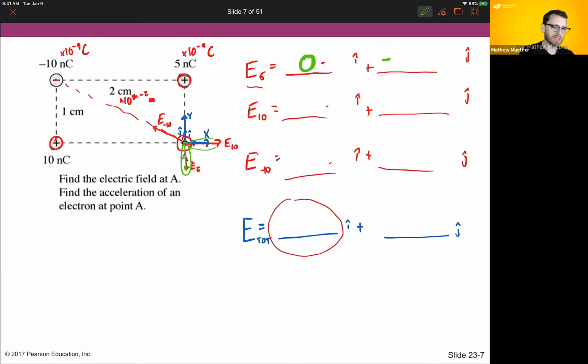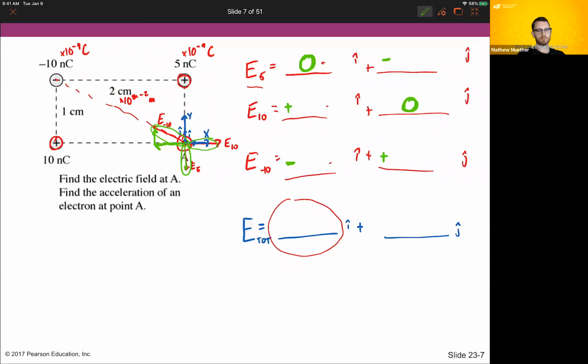This is the one that points to the right. So I can see that means that it has no y component. And because it's aligned with my x direction, it's going to be positive in x. Well, what about E minus 10? Is its x component positive or negative? What about the x component, right? I'm looking at this guy. Does this guy have a negative or positive x component? Yeah, look, its x component is going to point in this direction. It points against my i hat direction, so it has a negative x component. Its y component has to point upwards, so it's going to be positive here.